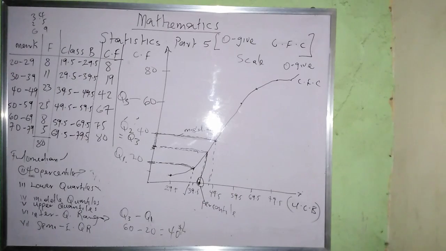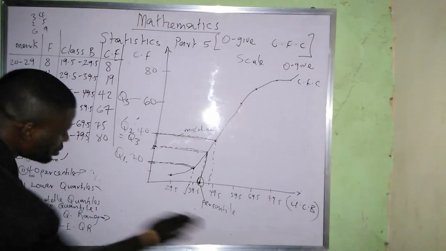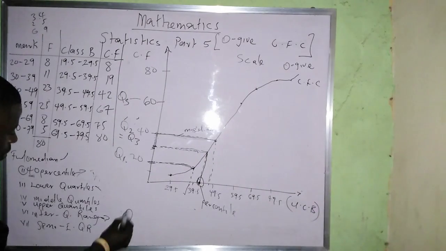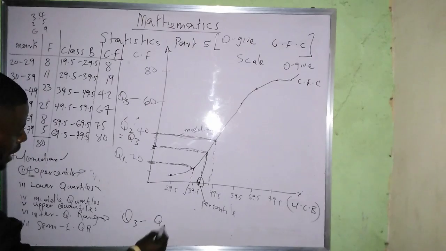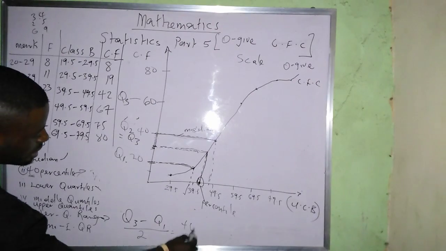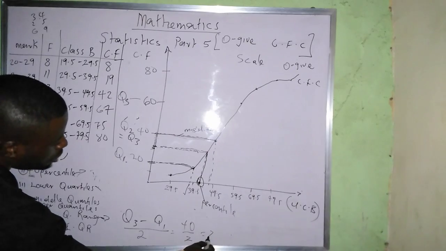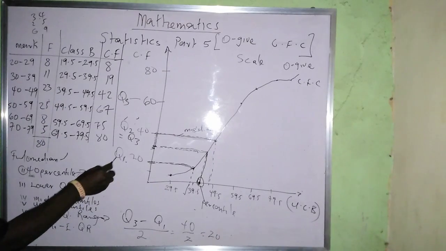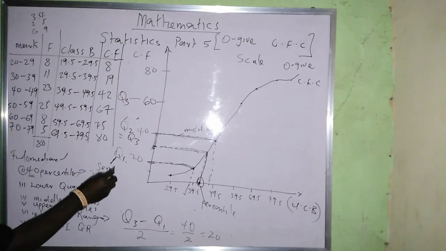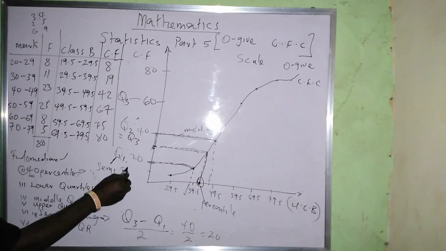Now, the next one is the semi-interquartile range. If I should get my semi-interquartile range, it always equals my Q3 minus Q1 divided by 2. It means I will divide this 40 by 2, which is going to be 20. Now, this is my semi-interquartile range.